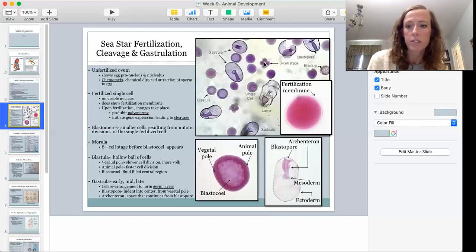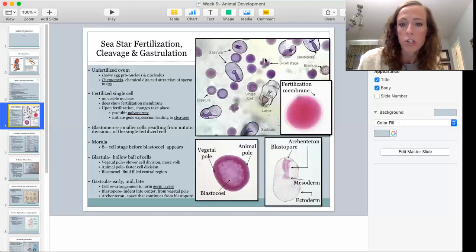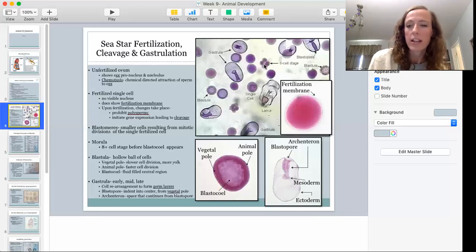From there, again, you're getting 16, 32, more and more divisions, which result in different appearances in our developing blastula. So the blastomeres are the smaller cells that result from each of these mitotic divisions of the single fertilized cells. So if you look at my picture here, the 8 cell stage, each of these would be called a blastomere, but the entire thing is called a morula at this stage. So when you're about the 8 cell, maybe even 16 cell stage, it kind of looks like a raspberry or a blackberry, and this is called the morula stage, okay? And now as that continues to divide and increase the number of cells, then you're going to move to the blastula stage.